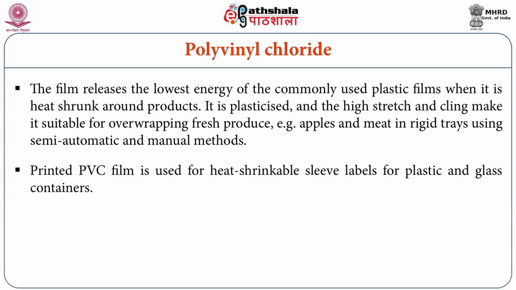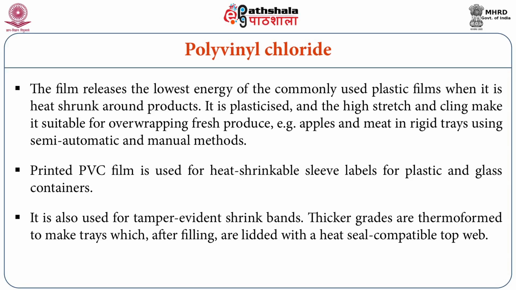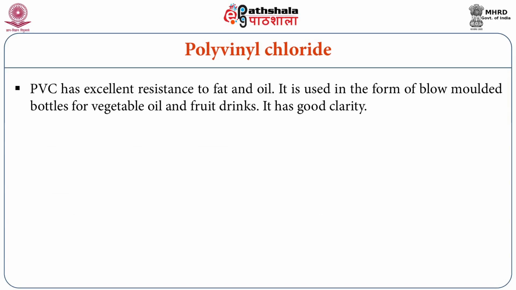Printed PVC film is used for heat shrinkable sleeve labels for plastic and glass containers. It is also used for tamper evident shrink bands. Thick grades are thermoformed to make trays which after filling are lidded with a heat seal compatible top wrap. PVC has excellent resistance to fat and oil, and it is used in the form of blow molded bottles for vegetable oil and fruit drinks.